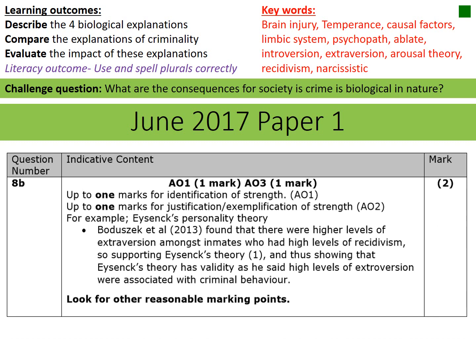So as you can see here, by saying Eysenck found that there were higher levels of extroversion among inmates who had higher levels of recidivism, that's your identify, that's what your strength is. But your justifying is therefore saying this is supporting Eysenck's theory because it shows that he has validity when he said that high levels of extroversion were associated with criminal behaviour. So you're identifying what your strength is, but then you're justifying why this is a strength: because it supports Eysenck's theory.